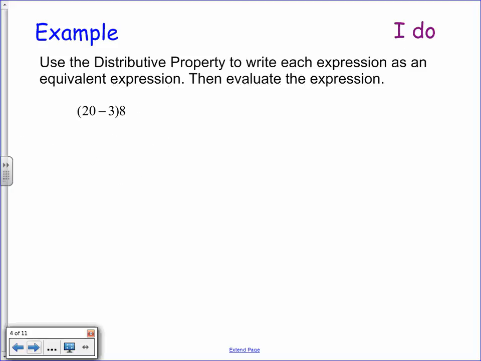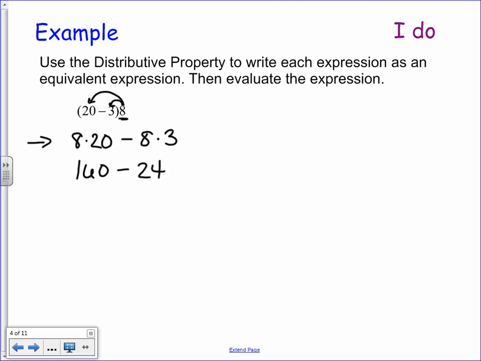All right, this one I'm going to do as well. Notice I have a subtraction, a difference right here, and so you have to make sure you're paying attention to that. And my number that I'm multiplying is on the right side. So I'm going to distribute this 8 to everything on the inside. And I'm going to have 8 times 20 minus 8 times 3. This is rewriting as an equivalent expression. And then I have 8 times 20, which is 160, minus 24. And this is 136.